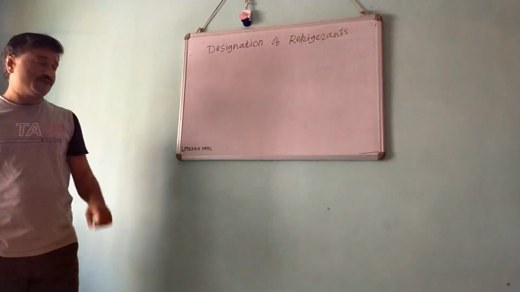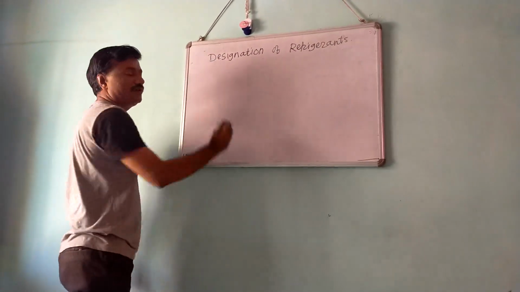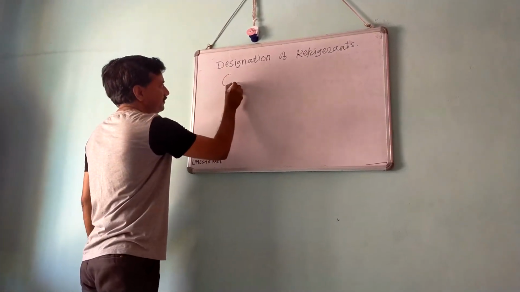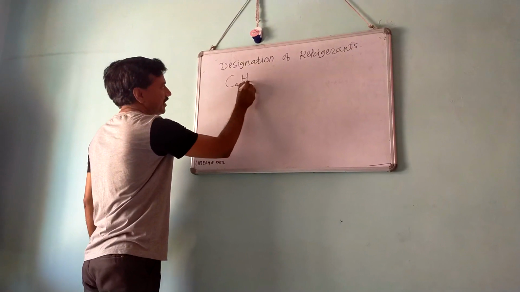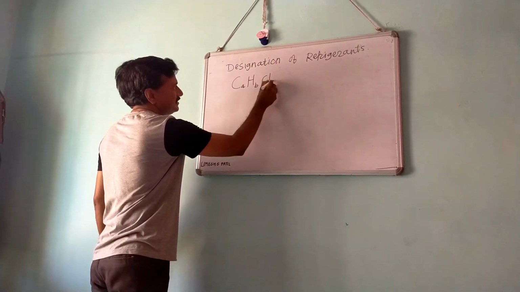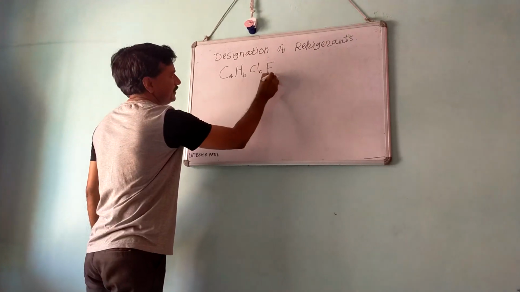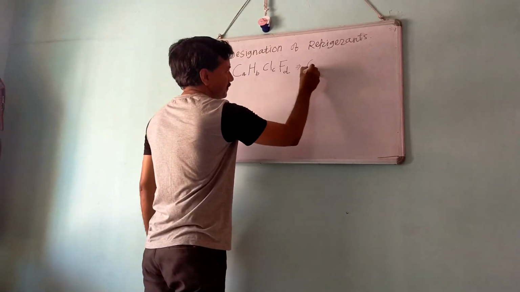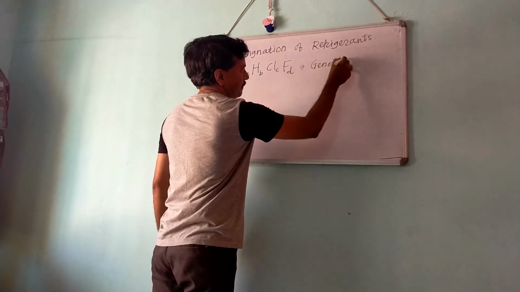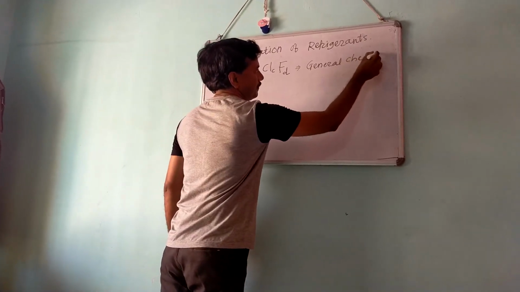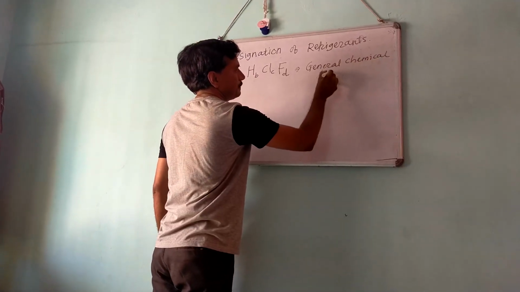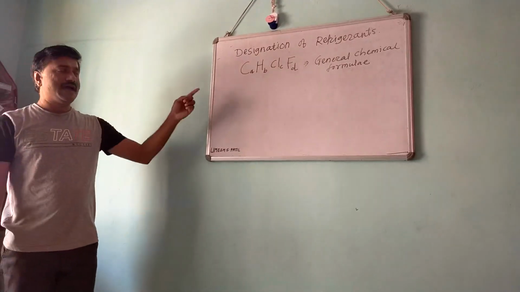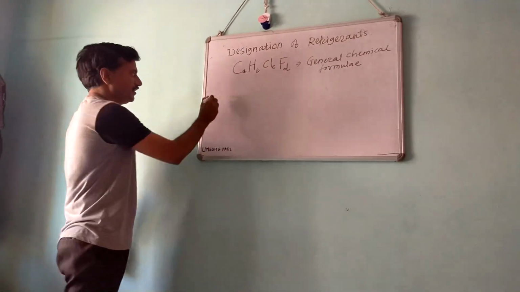So the general chemical formula for any refrigerant, particularly halocarbon and hydrocarbon, is given as CaHbClcFd. This is the general chemical formula for halocarbon and hydrocarbon refrigerant.